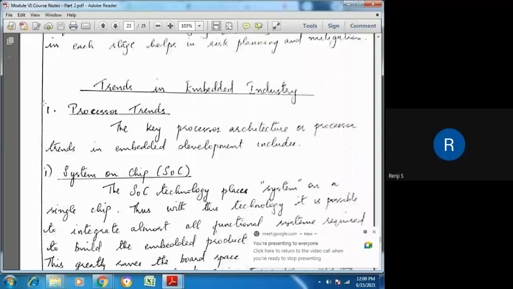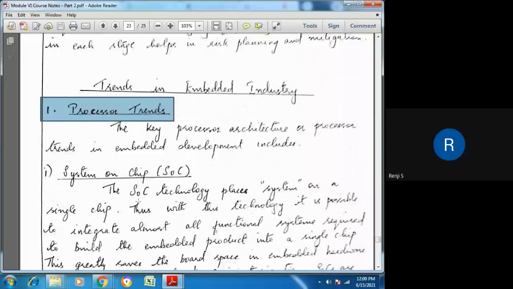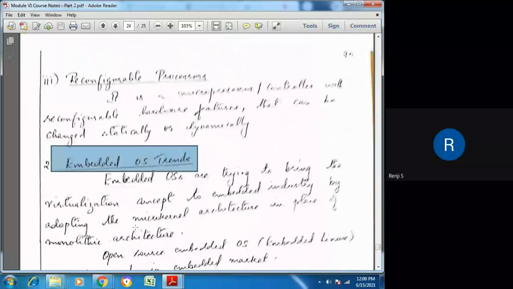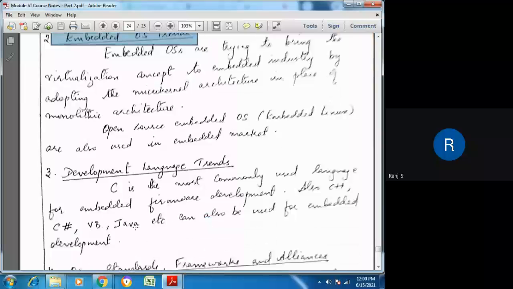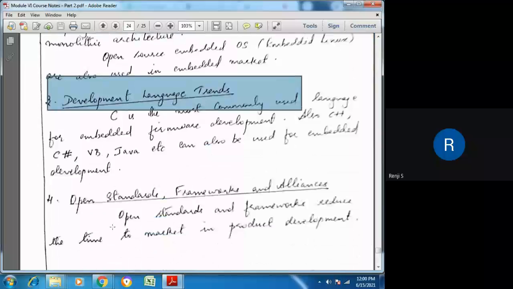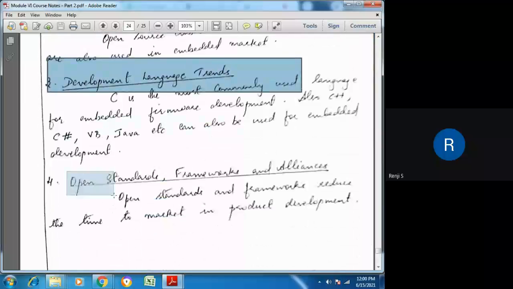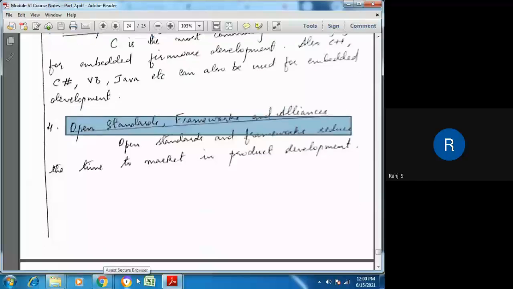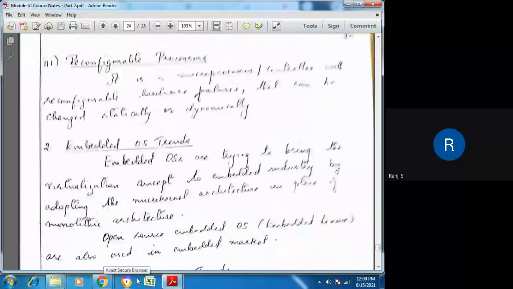One is the changes occurring in the processor, that is processor trends. Then second is operating system trends. Operating system support for the embedded products can vary. So the next trend is based on the operating system. Third is the language used for developing the firmware, so language trends. And the fourth one is the standards, the open standards, frameworks, and alliances that support the embedded product development. So these are the 4 trends in embedded product development.